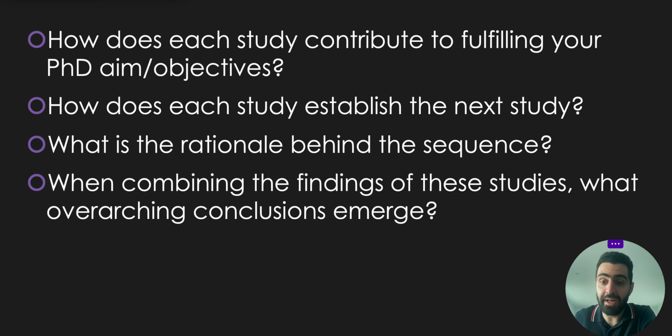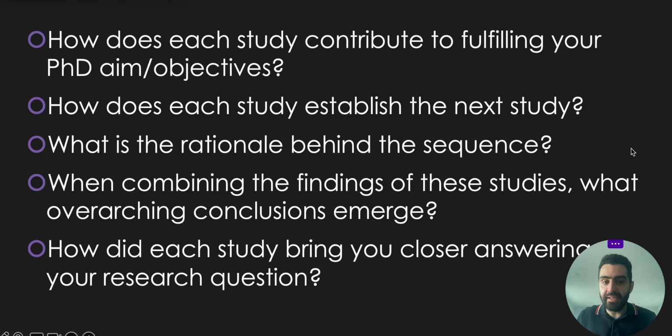The fourth one, and I think this one is really important, is when combining the findings of all these individual studies together, what are the overarching conclusions? So yes, you've done these individual studies, but when you bring them all under your thesis, and this is particularly in the discussion section, what are the overarching conclusions that emerge? So how are we tying all of these individual studies to reach one big conclusion?